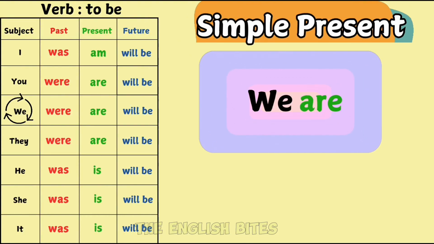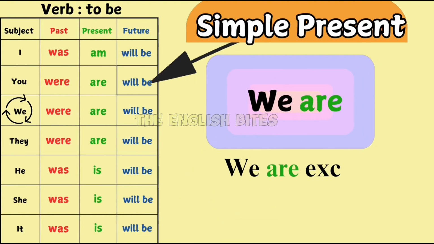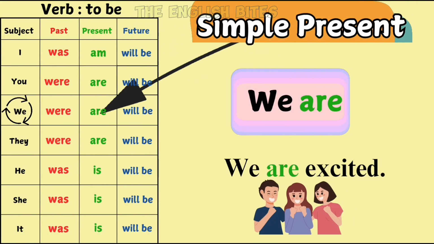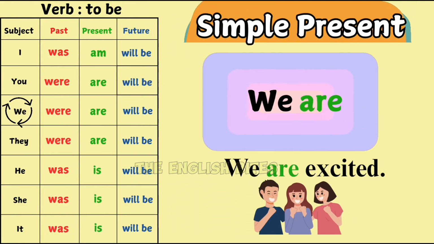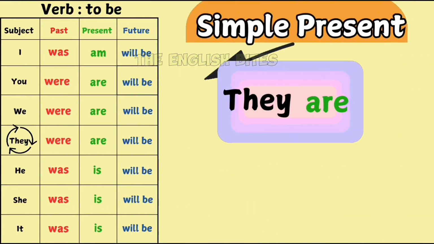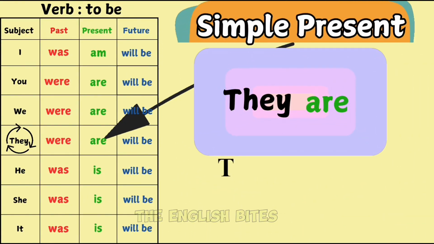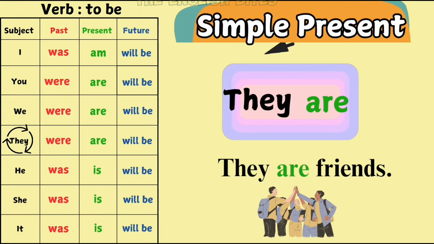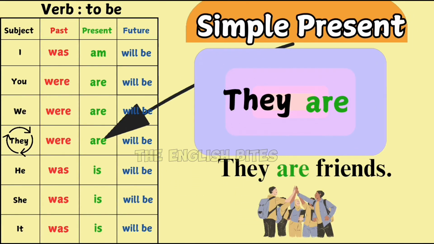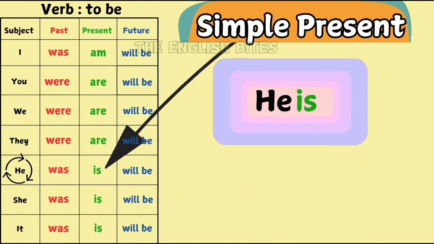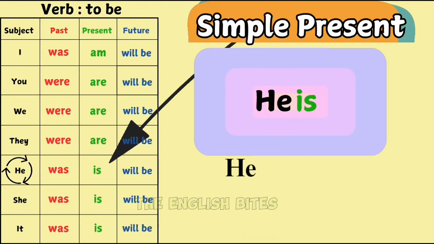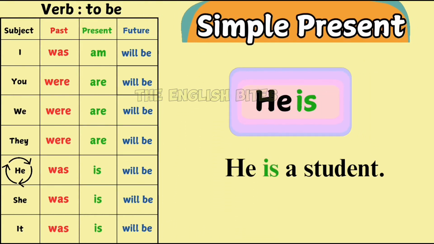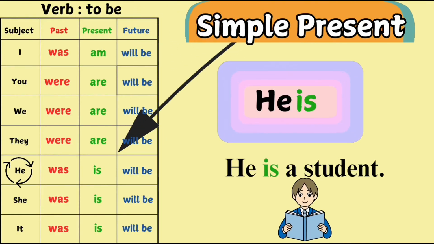Simple present, we are. We are excited. Simple present, they are. They are friends. Simple present, he is. He is a student.